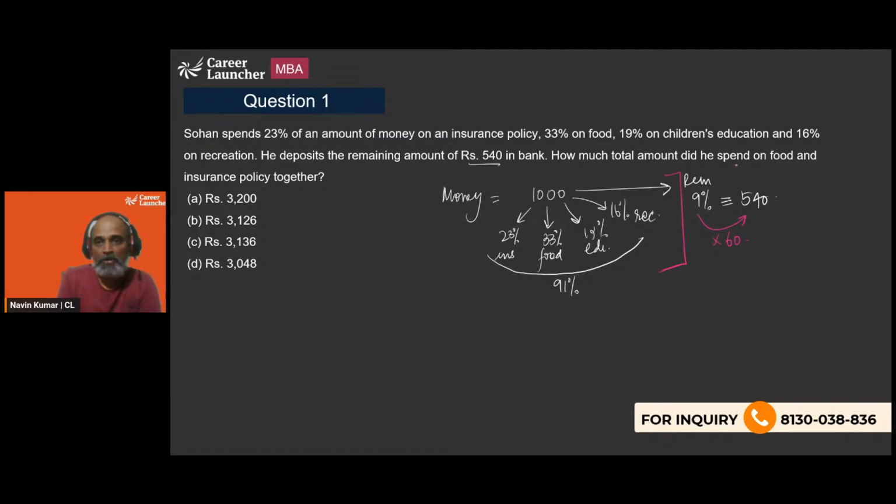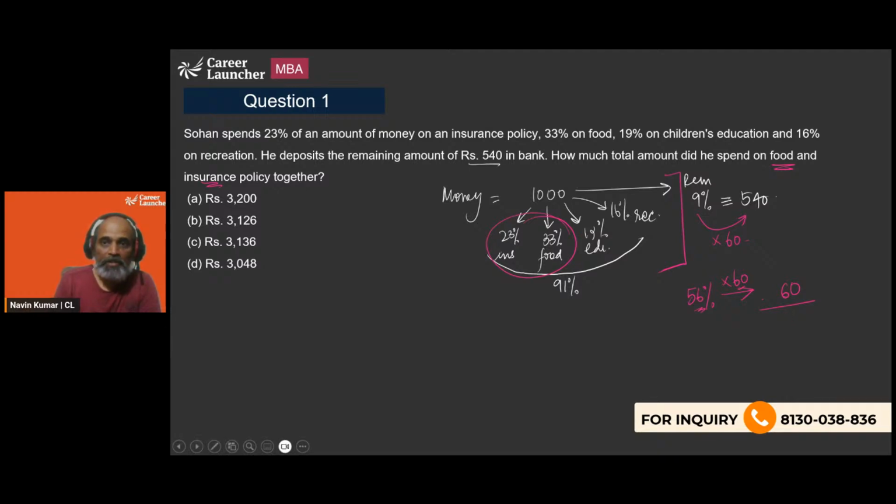The question asked is how much amount did he spend on food and insurance together? Food and insurance together is 56%. So we are saying 56 into 60 times. 56 into 60 will end in a 0, and 6 into 6 will end in a 6. So we need an option that ends in 60.